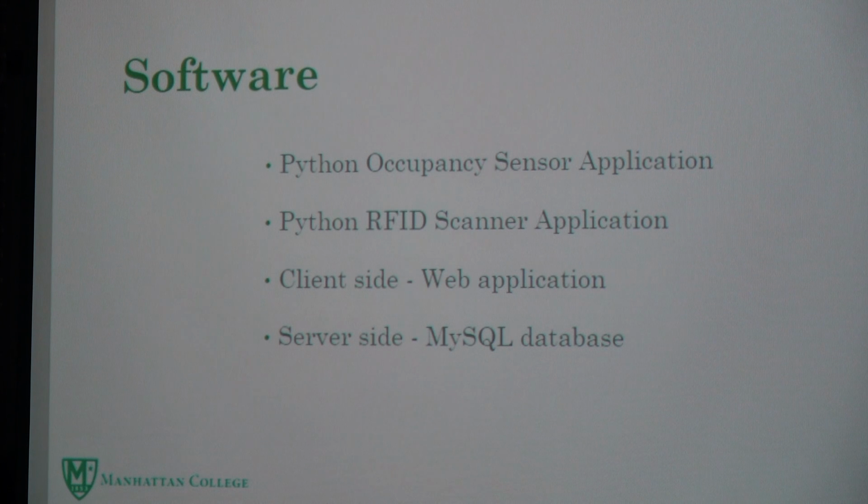So these are the different areas of software that we coded to complete our system. Two Python applications, one for the occupancy sensor, one for the RFID scanner. The client side is a web application for users, and the server side is SQL database code that we use to create the database.